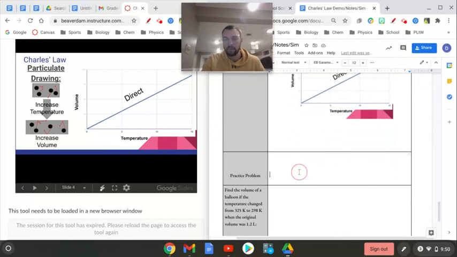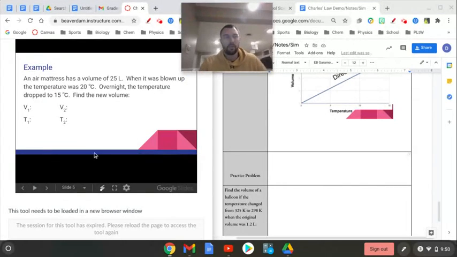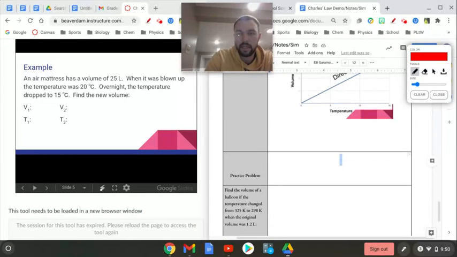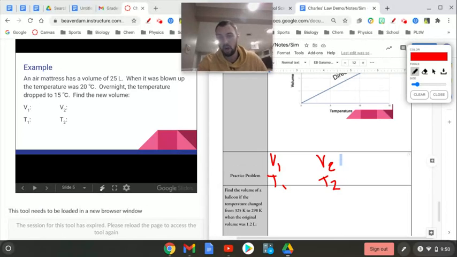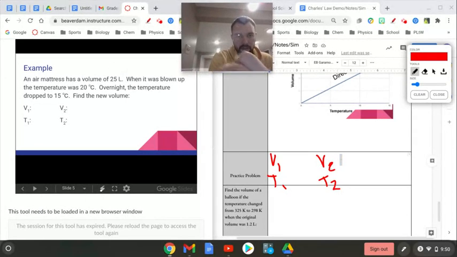The next thing I need to do is this practice problem. So let's go through this. An air mattress. Remember how I set this up? I do V1, T1, V2, T2. And it's important to set it up the way I have it set up here. That allows us, like we did in the last one, Avogadro's law, to cross multiply here. So we have 25 liters.